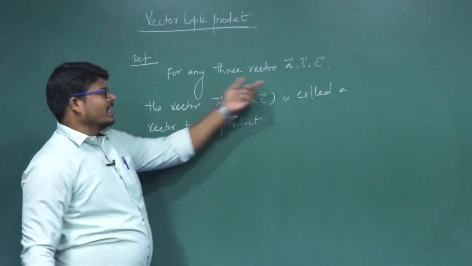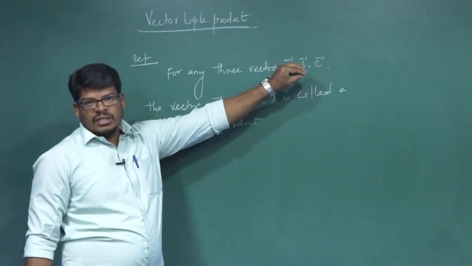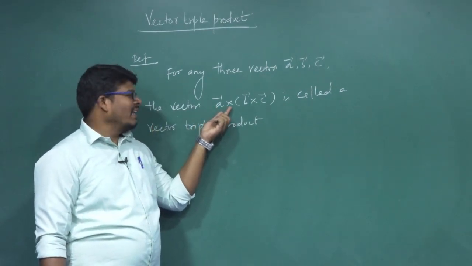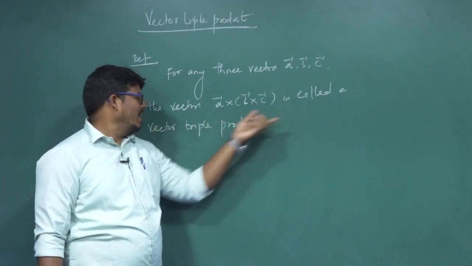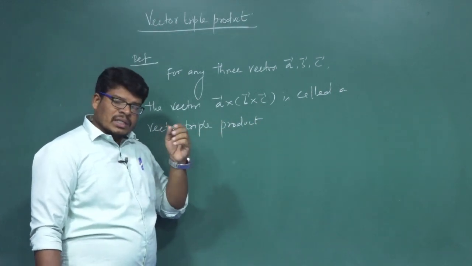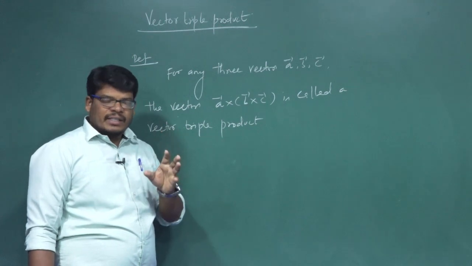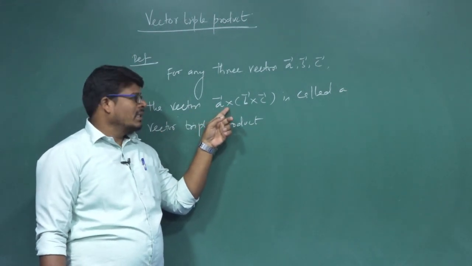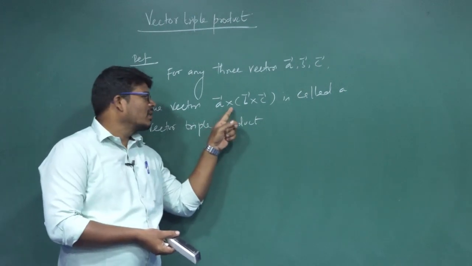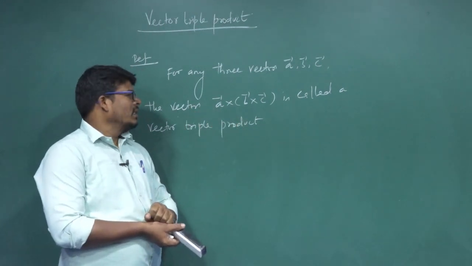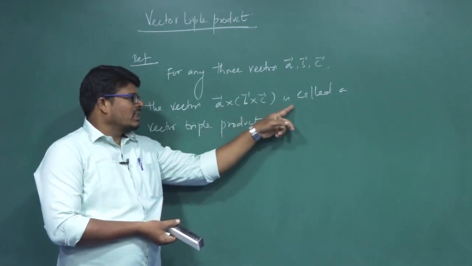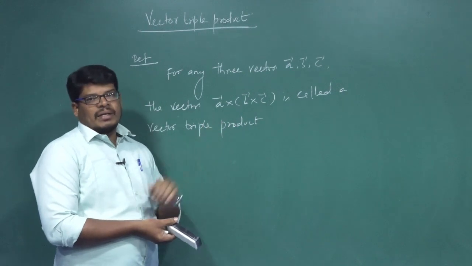For any three non-zero vectors A vector, B vector, C vector, the vector A vector cross B vector cross C vector is called a vector triple product. Already you know the scalar triple product is, for any three vectors, A vector dot B vector cross C vector, called a scalar triple product. And A vector cross B vector cross C vector is called a vector triple product.